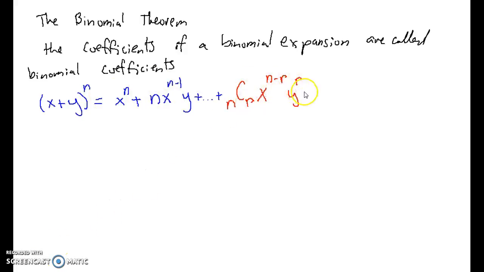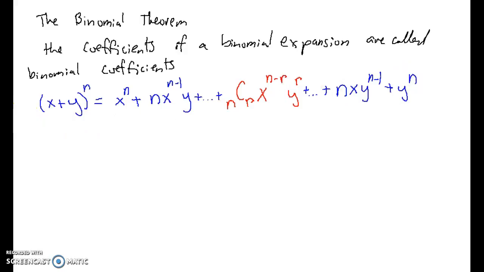And then if I continue, all right, I'll have an N again. My X will just be an X. My Y will be N minus 1. And then my last term will be Y to the power of N.